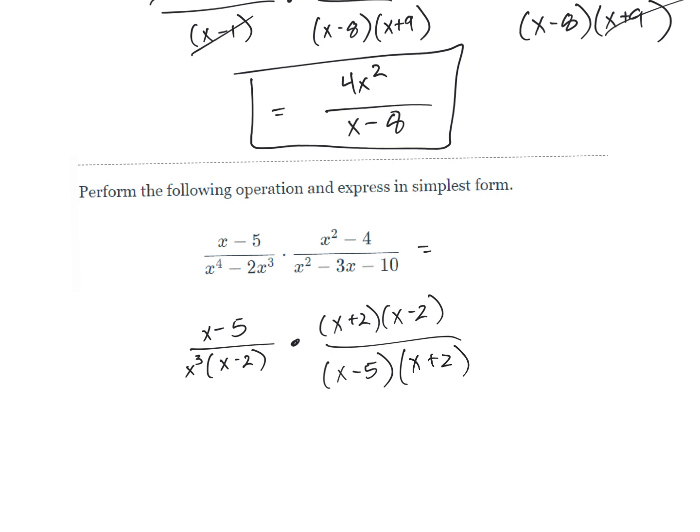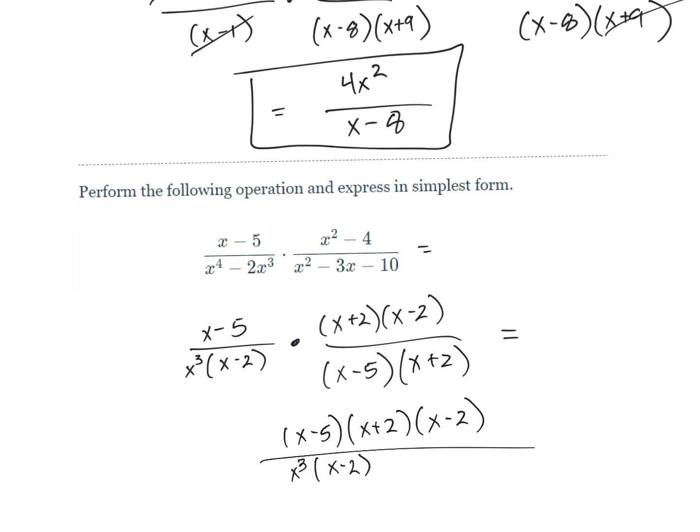And now you could combine it together or look at them separately. Either way, let me just combine together right now before I cancel stuff out. On the top, we have x minus 5, x plus 2, x minus 2. On the bottom, we have x cubed, x minus 2, x minus 5, x plus 2. Boom. So unlike the first example, I combined it before I started crossing out.